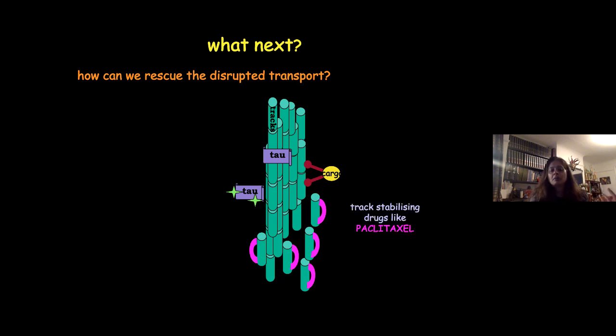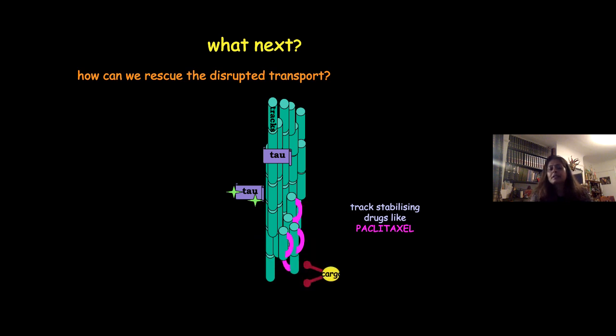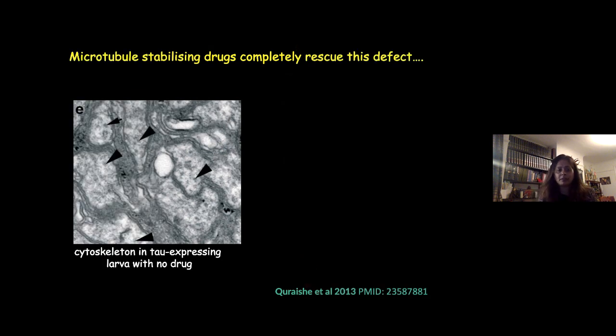We used a microtubule stabilizing drug called paclitaxel, or the drug that we actually used was another one called NAP. And we predicted that if you put the tracks back together, axonal transport should improve. And we did that experiment again. This was published 3 years later.